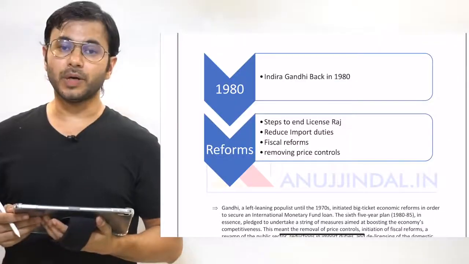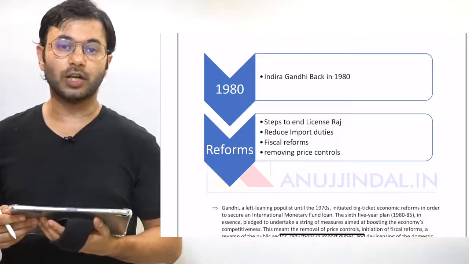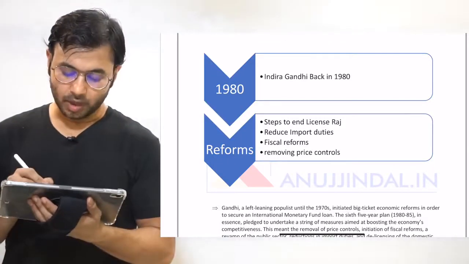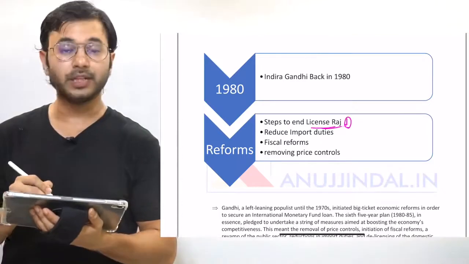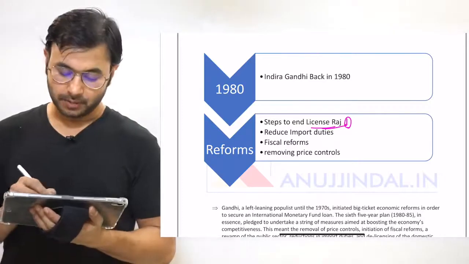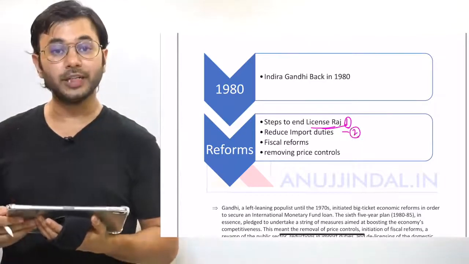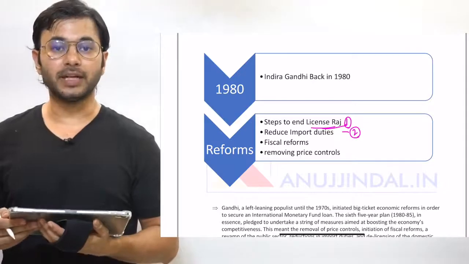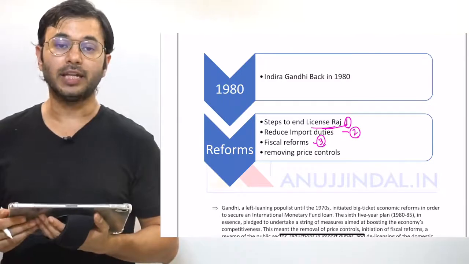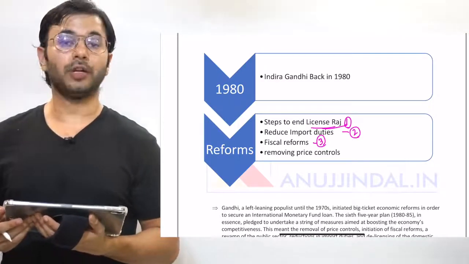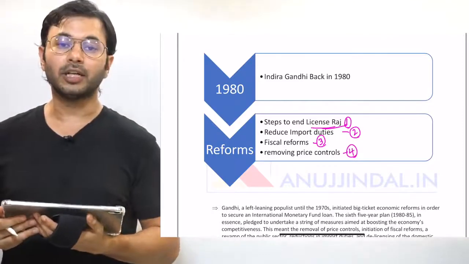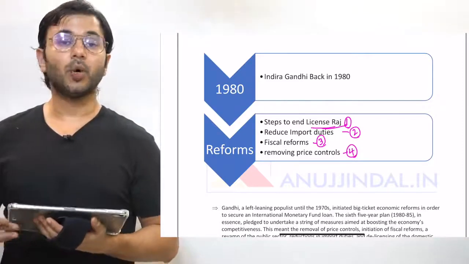Indira Gandhi came back to power in the year 1980, and she took a lot of steps in order to reform the economy. These steps were: number one, the license Raj was to be removed from the economy because corruption had reached very high levels. Number two, import duties were to be reduced so that foreign investors could come and invest in India. Number three, fiscal reforms were long due and the government was under the pressure of large borrowings. Number four, price controls were to be removed so that competition could take place in the economy, which would result in economic growth.